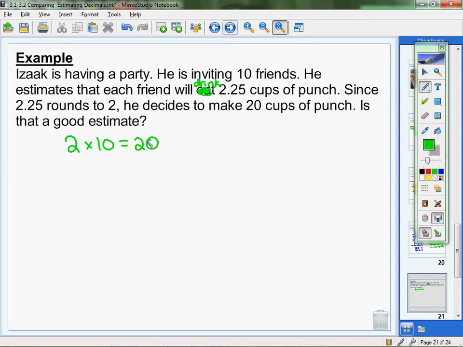Isaac followed the rules of rounding, but in this case, he would want to go against the rules of rounding because he would not want to run out of punch. In this case, his estimate will be lower than what he will need. So he would want to round up to 3 or possibly 2.5. So 3 times 10 is 30 cups of punch. This is what he would want to round to so that he doesn't run out of punch before everyone gets their drink.